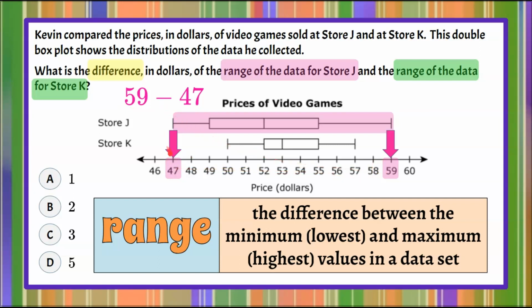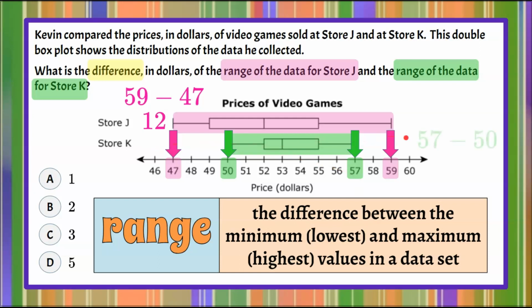And when we look at that, you could use your number line. 47 to 57 is 10, 11, 12. So we know that the range, or the difference between the min and the max, is 12 for store J. Now let's look at store K. Store K has this data set on this box plot. And we're going to identify that its minimum value here is 50, and its maximum value here is 57. To find the difference, we're going to subtract 57 and 50.